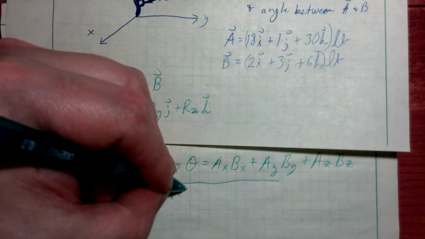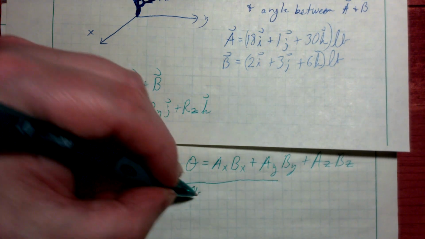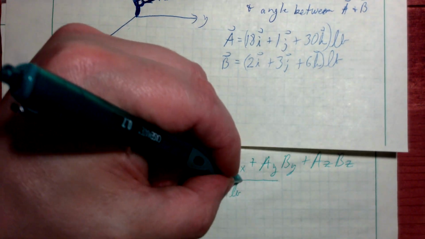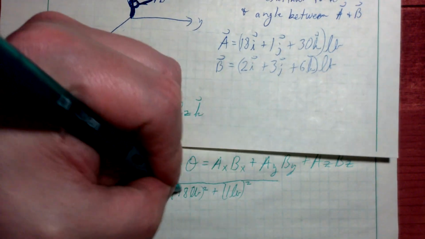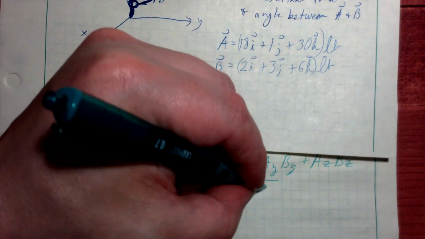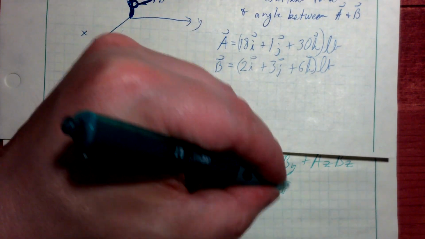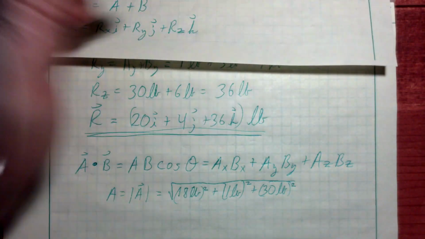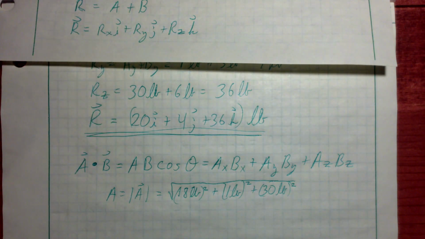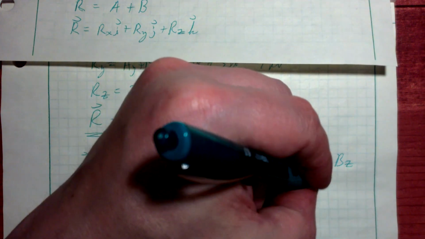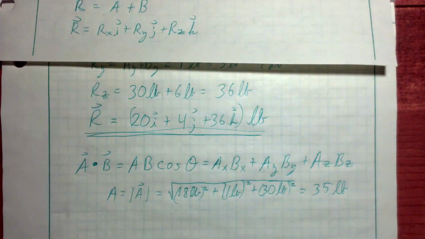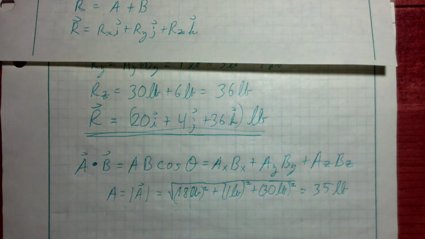For A, that's going to be 18 pounds squared plus 1 pound squared plus 30 pounds squared. I'm going to let you pause and get a number and come back. Got a number? I have 35, and you've got pounds getting squared and then square rooted. I've got 35 pounds is the magnitude of A.